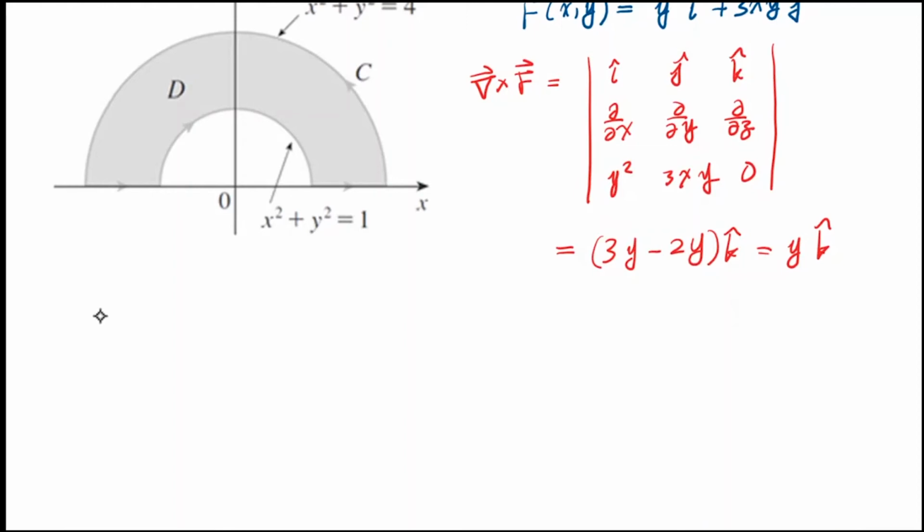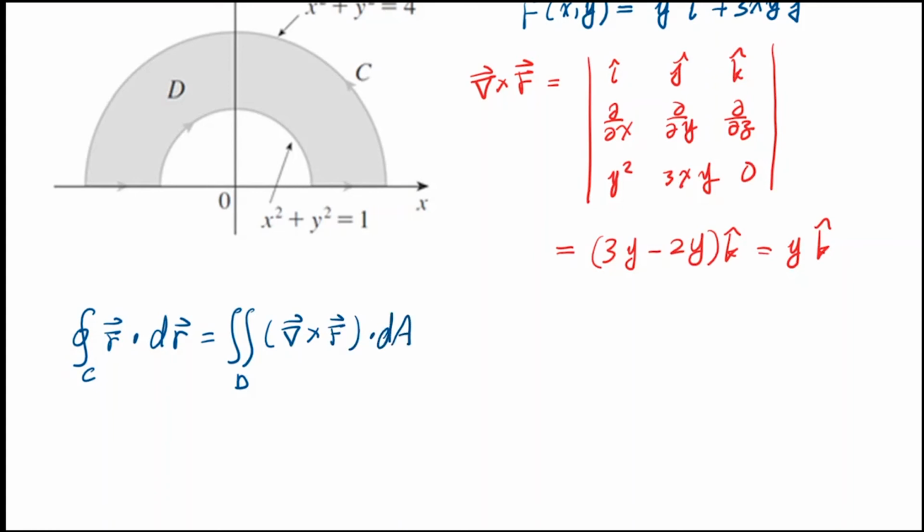So I'm going to say the line integral over C of F dot dr, that entire ugly thingy that we did before, was converted into a double integral over D of this thingy, curl of F dotted with dA. dA, of course, as a vector is just pointing upwards, so it's dotted with that k vector. You know what I'm saying? And that thingy will just turn into y dA. How about that? That's not too bad, eh?